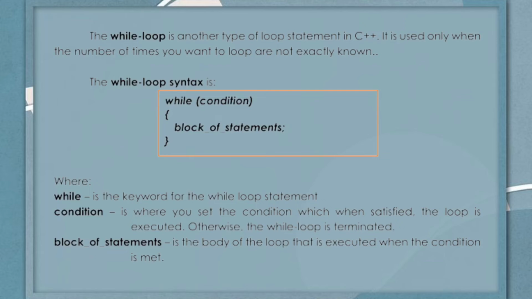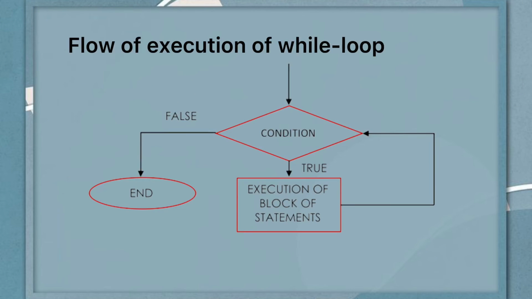The while loop syntax is: while (condition) { block of statements }, where while is the keyword for the while loop statement. Condition is where you set the condition which when satisfied, the loop is executed, otherwise the while loop is terminated. Block of statements is the body of the loop that is executed when the condition is met.